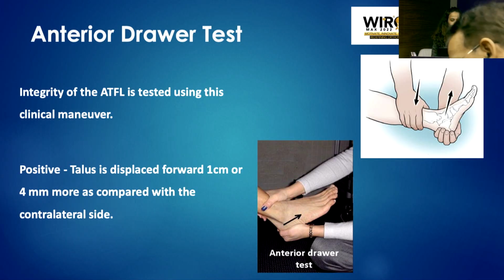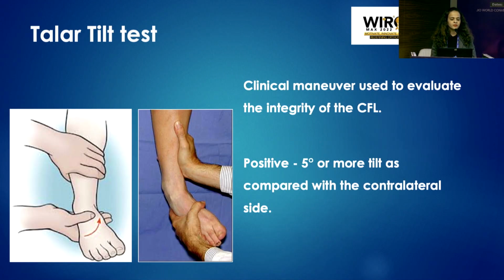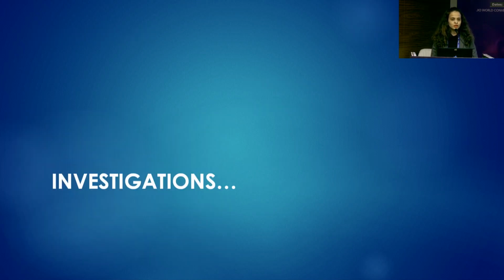We have a few special tests like the anterior drawer test to assess the integrity of the ATFL. If the talus is displaced forward more than 1 centimeter or 4 millimeters as compared with the opposite side, it is considered positive. And the integrity of the CFL is assessed by the talar tilt test, which is considered positive if there is more than 5 degrees tilt as compared with the other side. But these are often false negative due to pain. So clinical examination may not always provide us with a reliable, complete information.